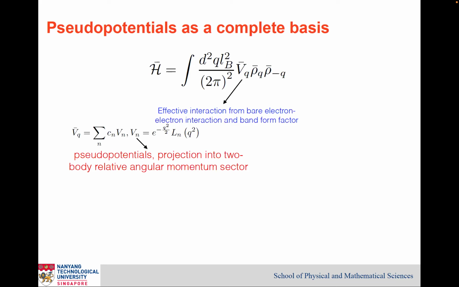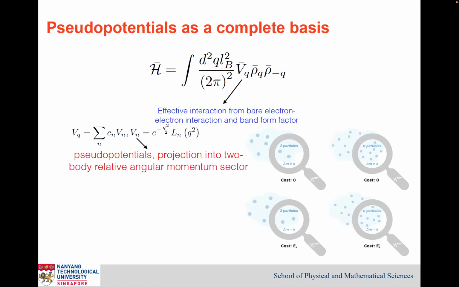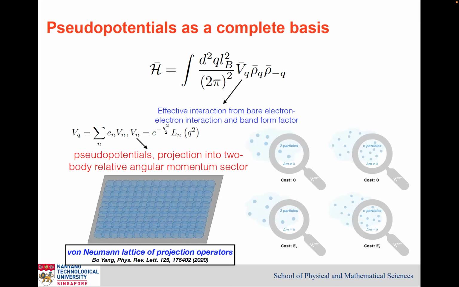Right, so I have to hurry a little bit. So it also forms a complete basis. I think I'll just skip this. As long as you get the general idea, they are just projections to a cluster of particles with a particular angular momentum sector. These are what we call pseudo-potentials. You can even write them in real space as a projection operator for a lattice. But I guess I'll just skip.